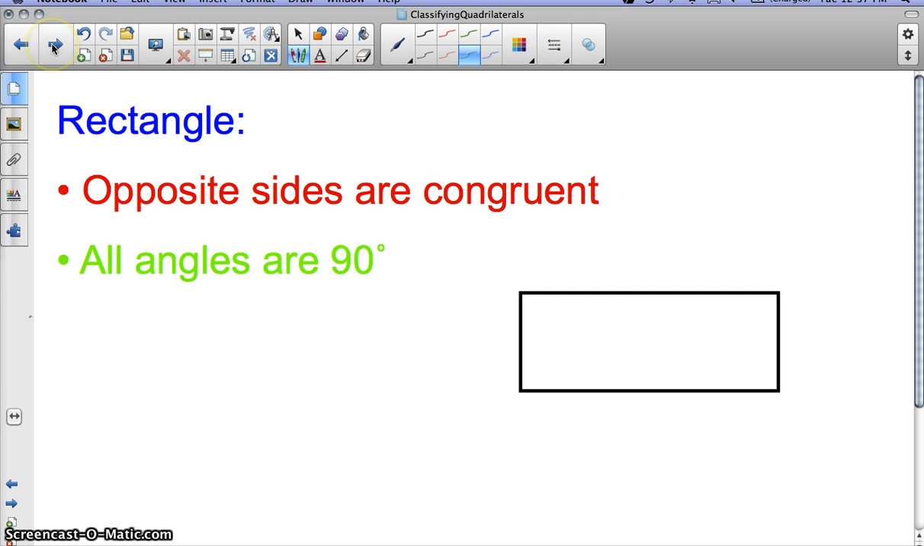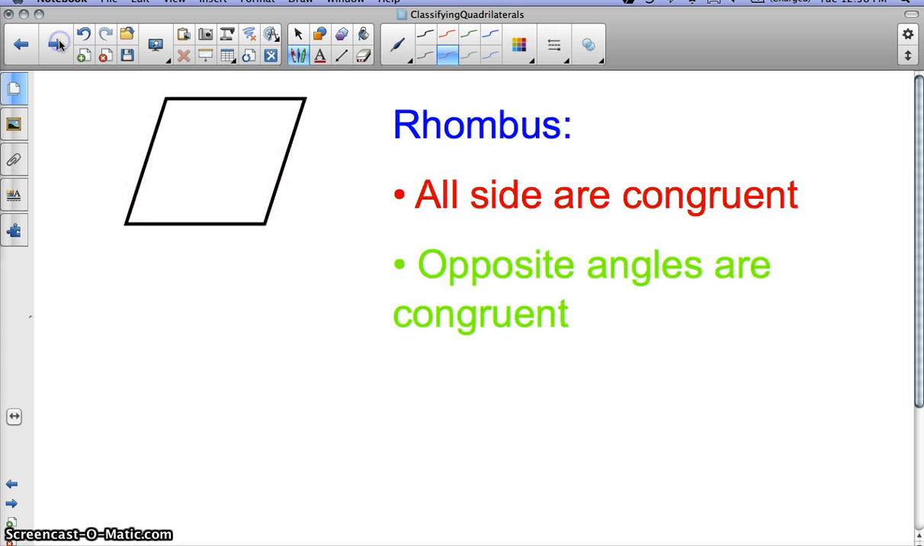Pretty straightforward stuff. Rectangle. Opposite sides are congruent, and all angles are 90. So, here's my angles, all 90 degrees, and my opposite sides, sides that are across from each other, are congruent. Easy enough? Let's keep going.